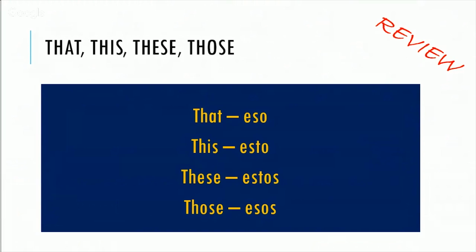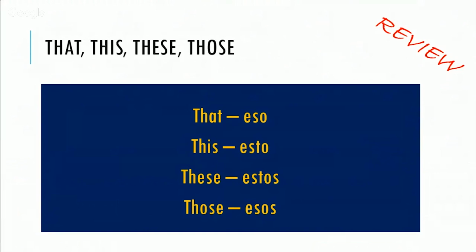The next page is that, this, these, and those, right? So these 4 words we used last week as well. We practiced it last week. That is singular and close.